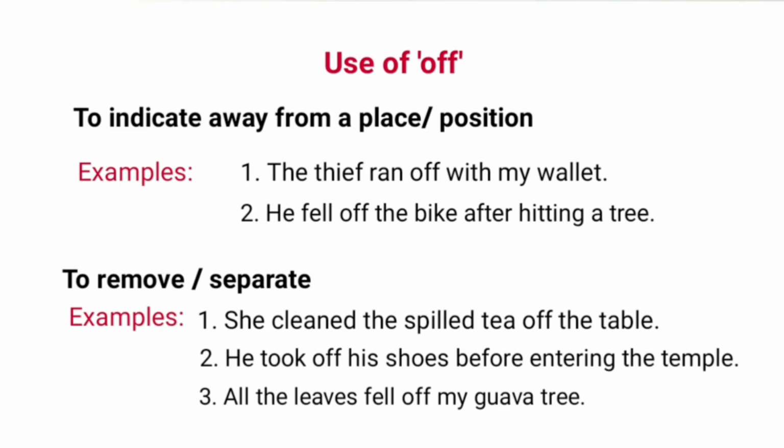When we have to say to remove or separate, we use 'off'. For example, she cleaned the spilled tea off the table. Here tea is removed. He took off his shoes before entering the temple. Shoes are removed here. All the leaves fell off my guava tree. Here leaves are separated from the tree.